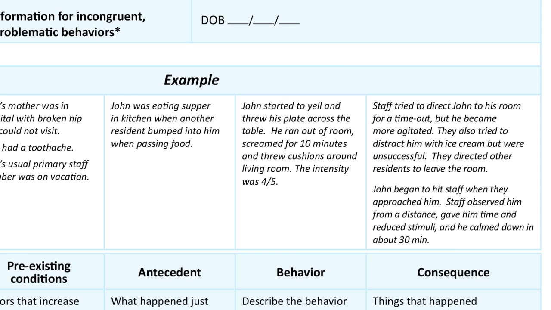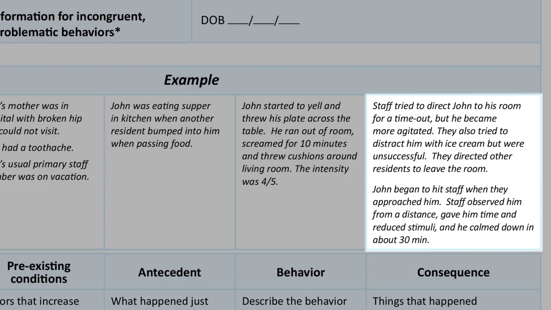As we move over to the consequences, we read that staff tried to direct John to his room for time out, but he became more agitated. They also tried to distract him with ice cream and were unsuccessful. They directed other residents to leave the room. John began to hit staff when they approached him. Staff observed him from a distance, gave him time, and reduced the stimuli or the things that were going on around him, and he eventually calmed down in about 30 minutes.